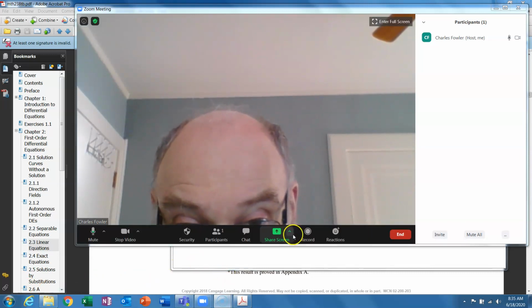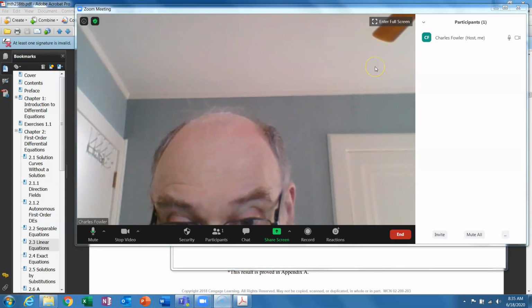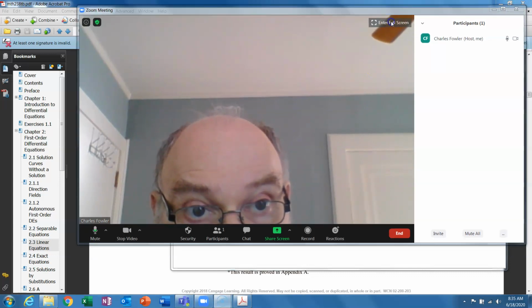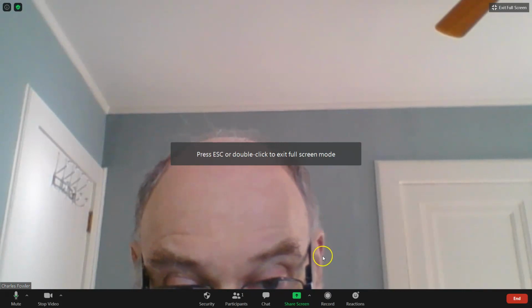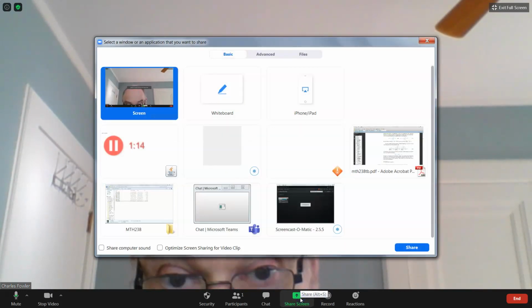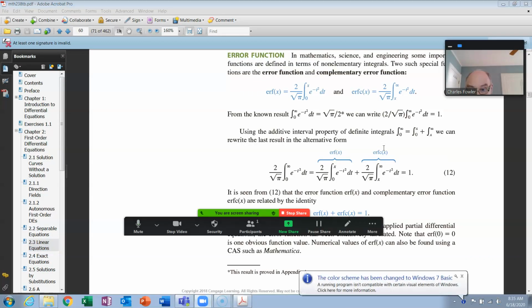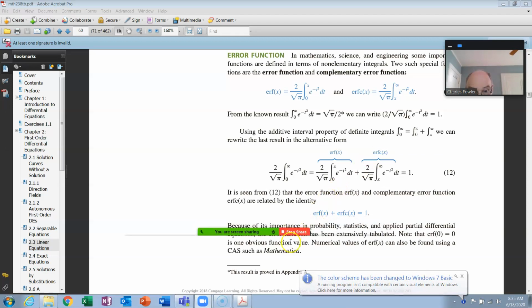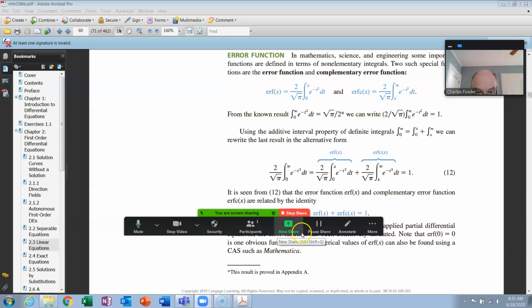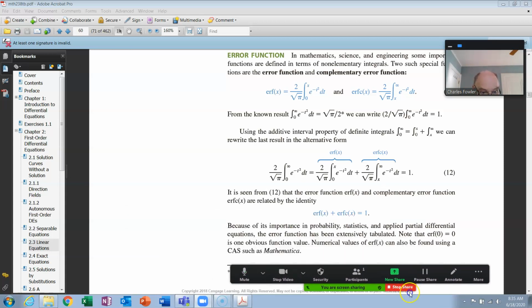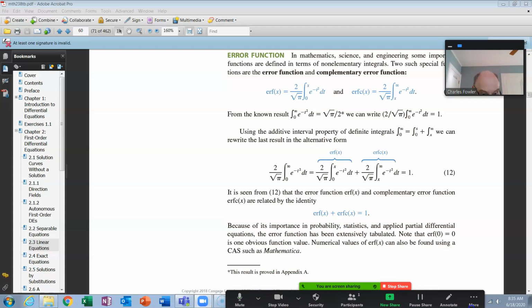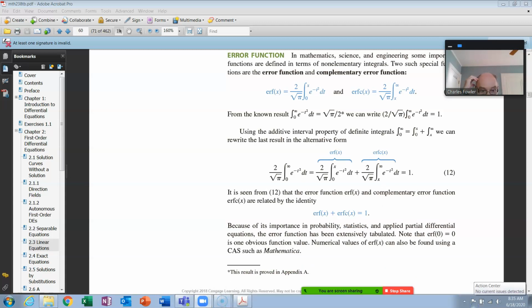So the first thing I'm going to do is enter full screen, I think, and then I will start a screen share first with the book that Billy sent me. Okay, this is where I had planned to begin, but let me first move this taskbar as much out of the way as I can.